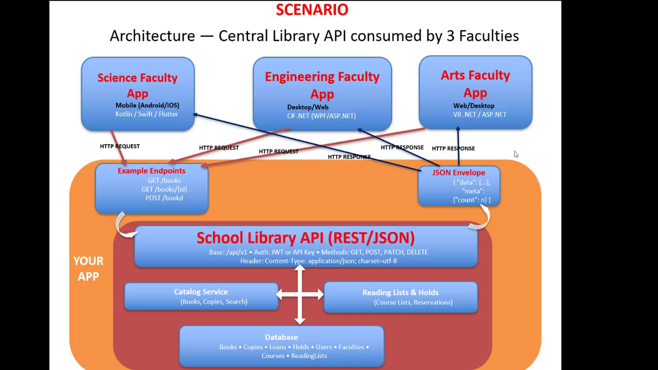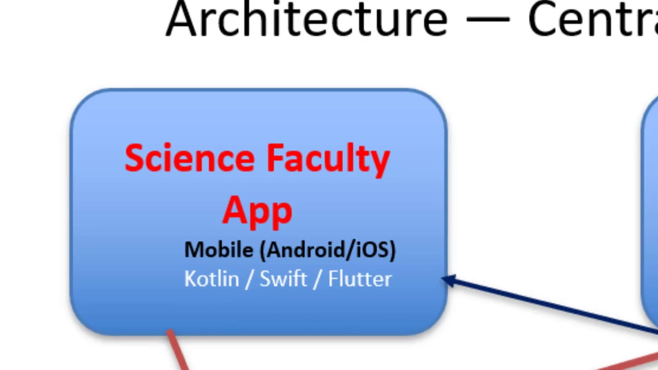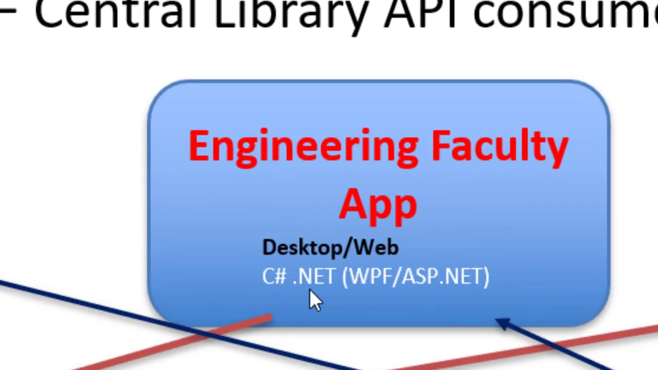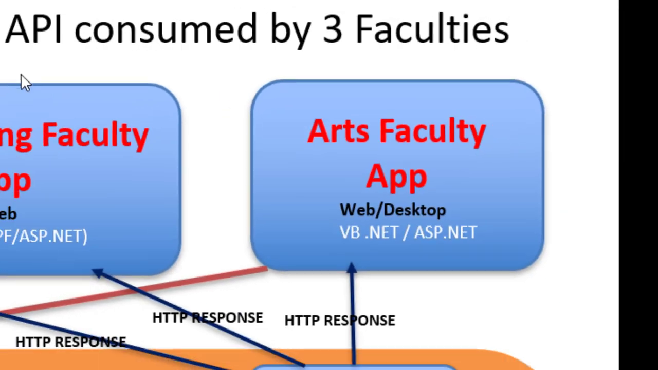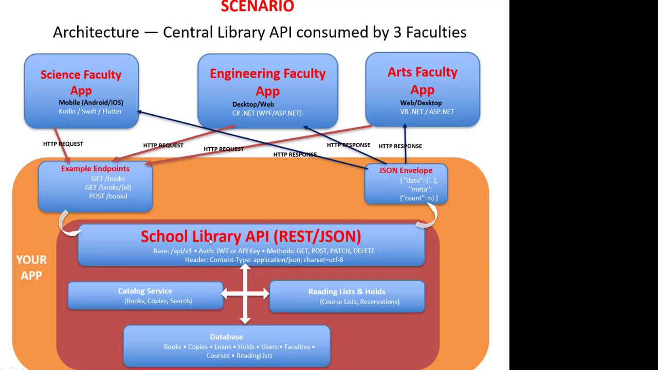So the last point here is let's look at a scenario on how REST API and resources work. Let's assume that you have an application for a school library here, and the school decided that they want their three faculties to have their own front-end application: science, engineering, and art faculty. In science faculty, they are using a mobile app, Kotlin. In engineering, they are using desktop, which is C#.NET. In art faculty, they are using desktop, which is what? VB.NET. So all these three faculties are going to consume your own application to render data to their students. So it is very simple.